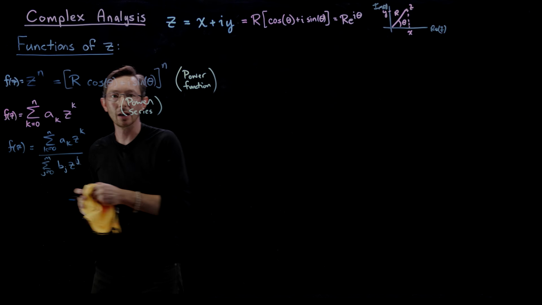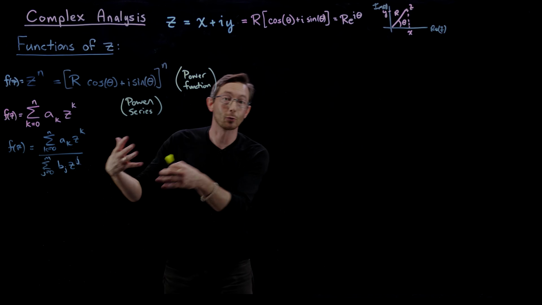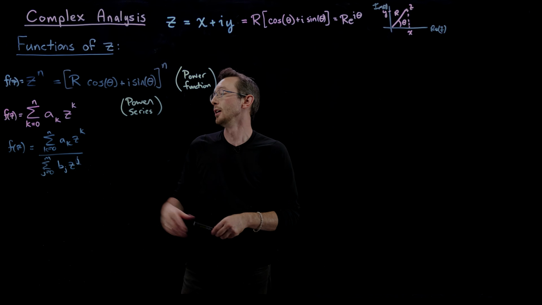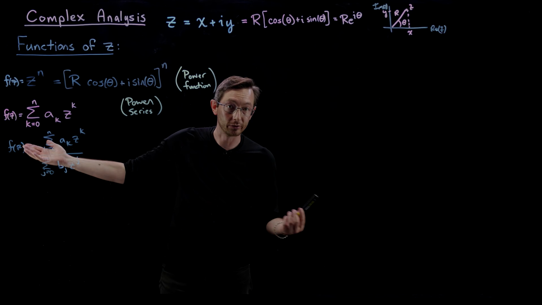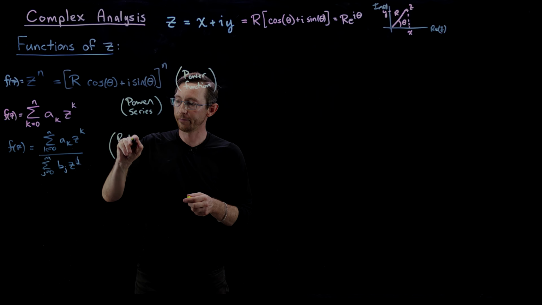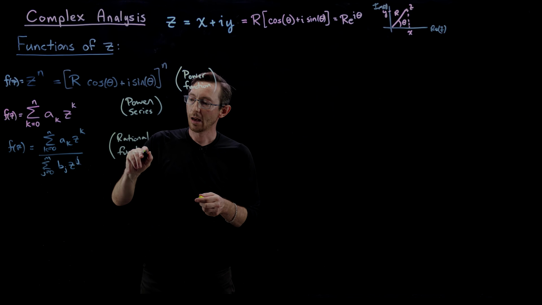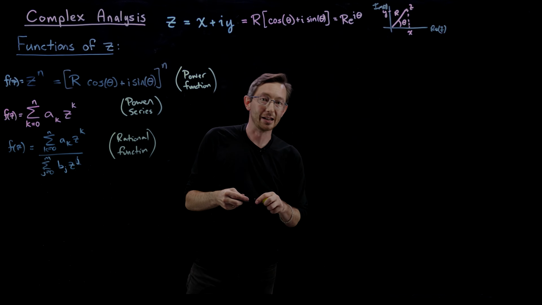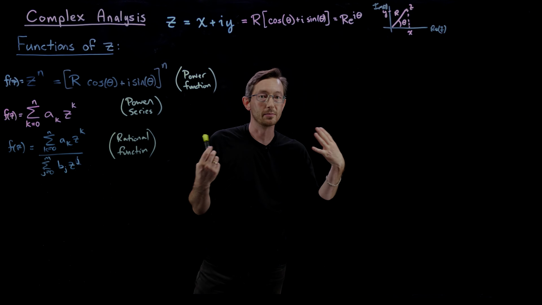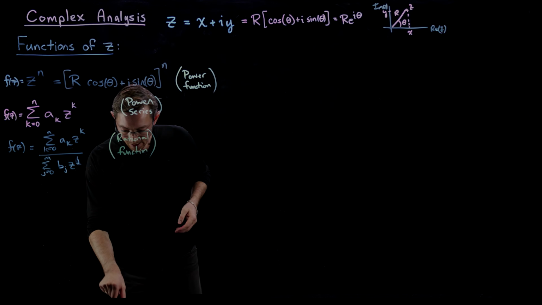z to the j power. Okay, so this is a rational function. Again, just like I can have a rational function of x, a real valued rational function, I can have a rational function of z. I'm going to start getting into the exotic ones in a minute: sines and cosines, logarithms, hyperbolic sines, hyperbolic cosines, exponentials, things like that.